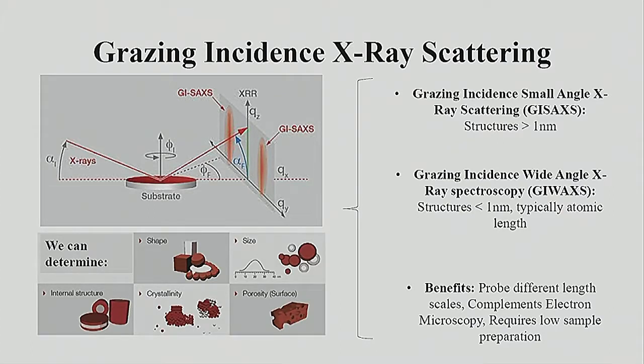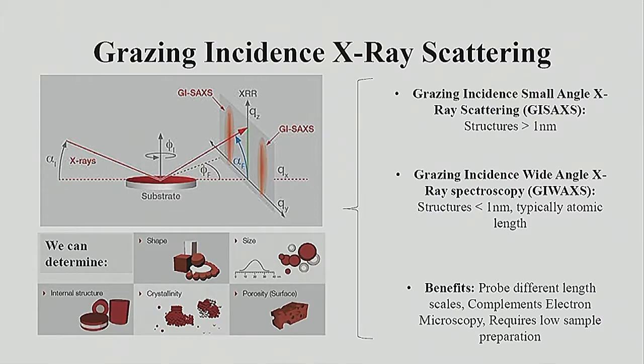So depending on the magnitude of this angle, the Grazing incidence X-ray scattering techniques can be divided into two types. One is called Grazing incidence small angle X-ray scattering, and this allows to probe structures higher than 1 nanometer, and the other one is called Grazing incidence wide angle X-ray scattering, which has a better capability to probe structures less than 1 nanometer.